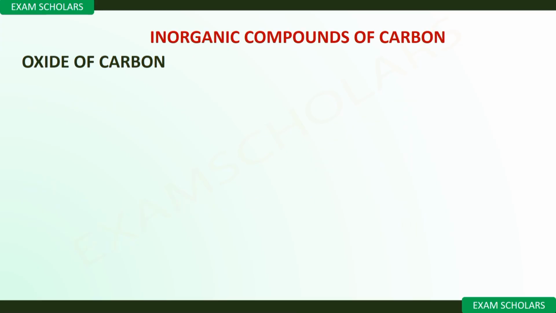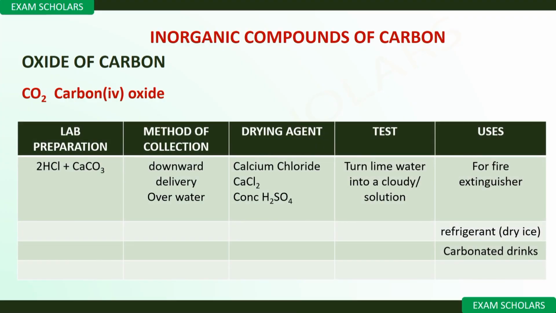Now, let's talk about the oxides of carbon, the basic oxides of carbon. The first one is carbon 4 oxide, also known as CO2. Carbon 4 oxide is a gas that is important for plants, for the growth and development of plants. And the gas that we exhale, we breathe out, is CO2, carbon 4 oxide. Now, how do we prepare carbon 4 oxide in the laboratory?